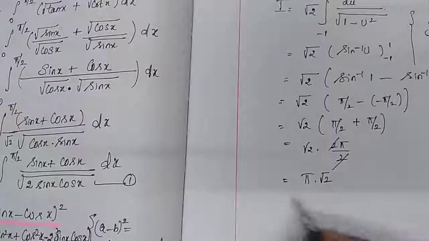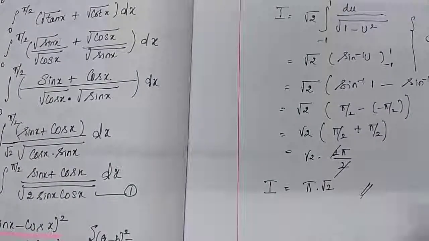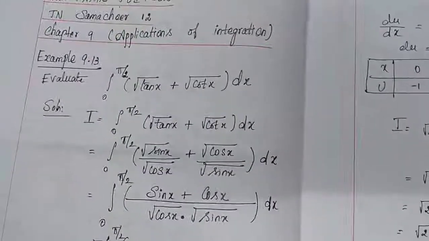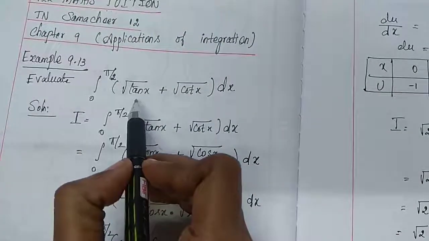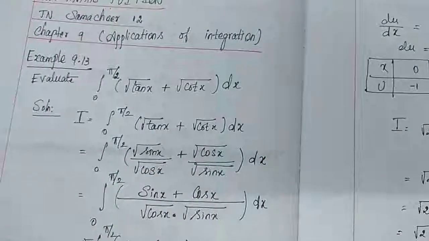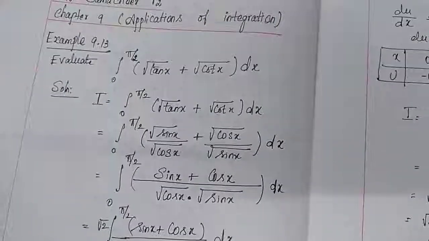This is the answer for the integral I. This I is equal to pi into root 2. This is the answer for the given question: the integral from 0 to pi by 2 of root tan x plus root cot x dx. Therefore, example number 9.13 is over.